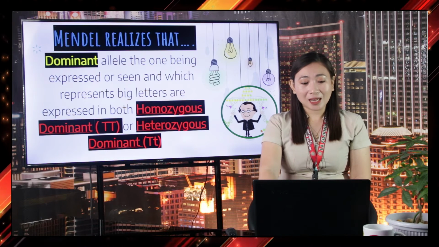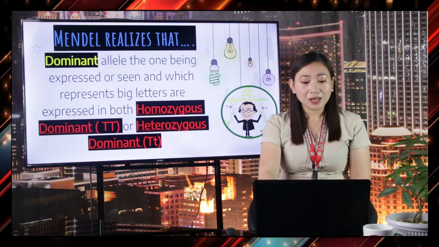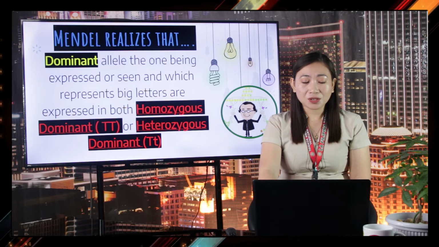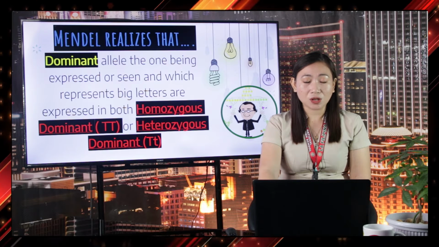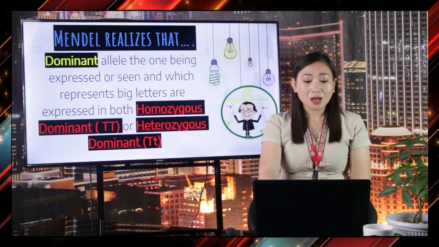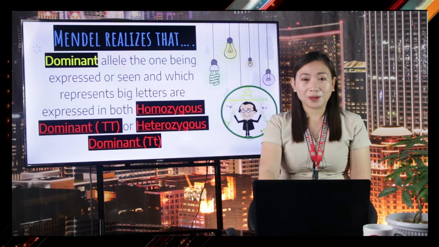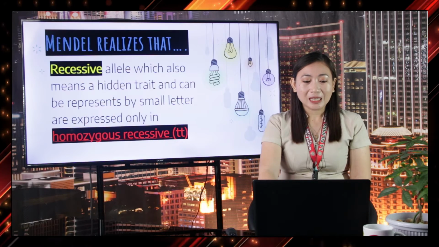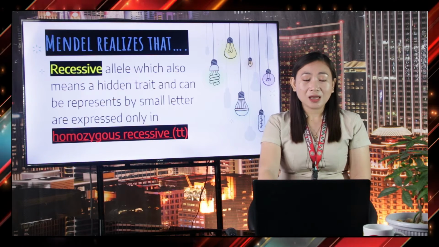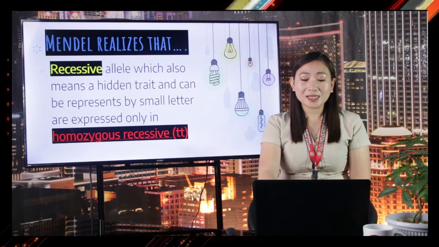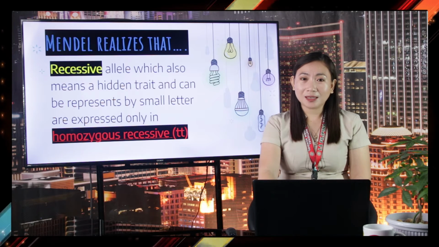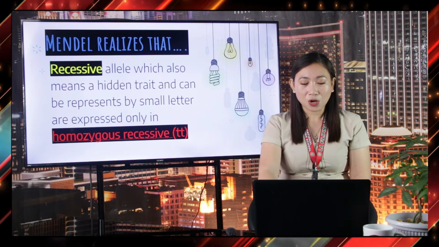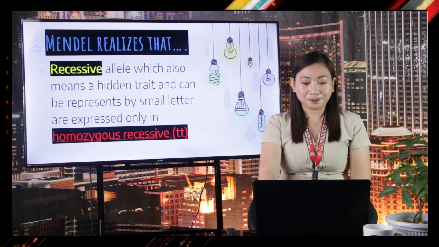Now, Mendel realized that dominant alleles, the ones being expressed or seen and which are represented by big letters, are expressed in both homozygous dominant, or capital T, and heterozygous dominant, or capital letter T and small letter t. Mendel also realized that recessive alleles, which also means a hidden trait and can be represented by small letters, are expressed only in homozygous recessive, or small letter t's.